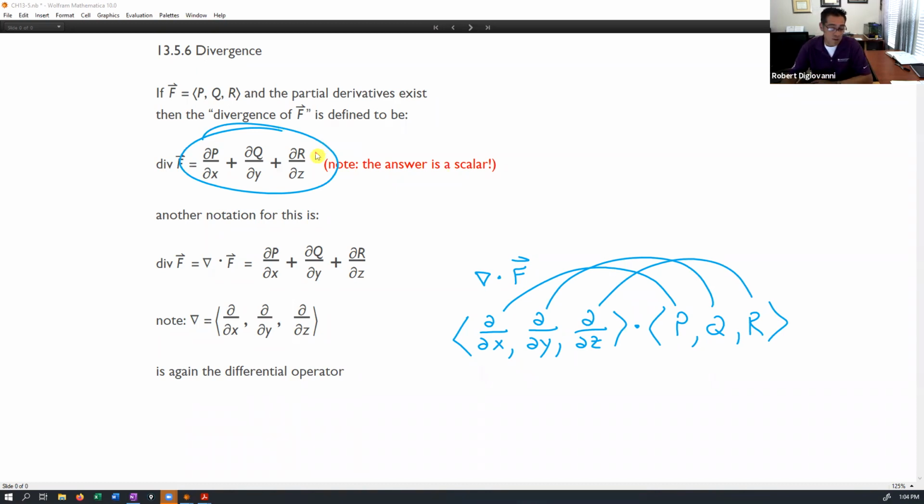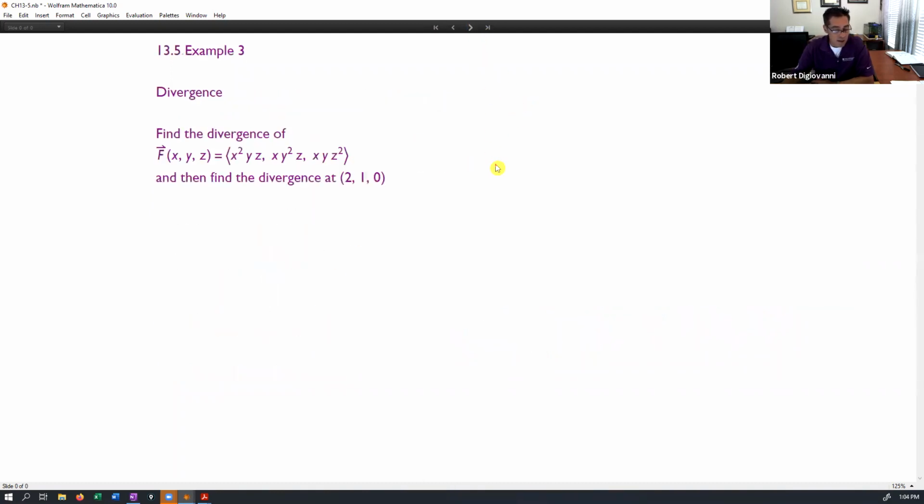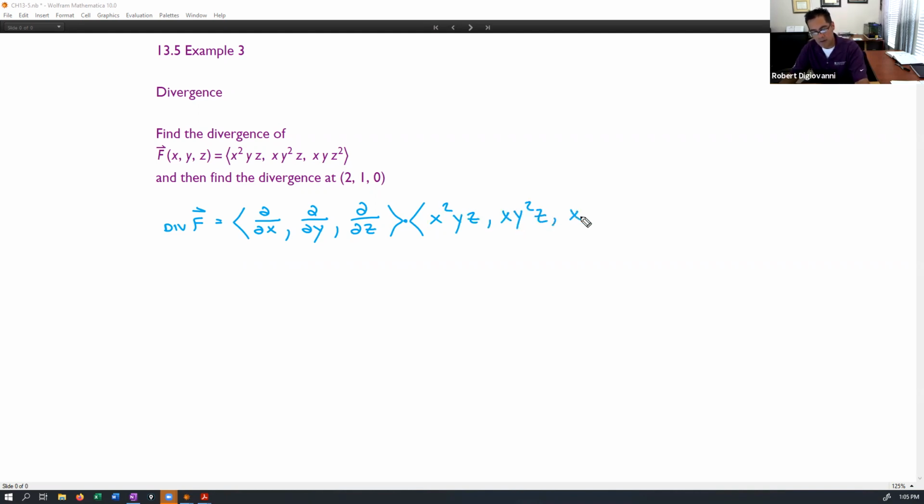So let's start with an example that we can calculate. So here's a vector field. Find the divergence of the vector field at the point 2, 1, 0, and then we'll talk about what it means. So if I want to compute the div of this, I'm going to take the gradient and dot it with x squared yz, xy squared z, and xyz squared.